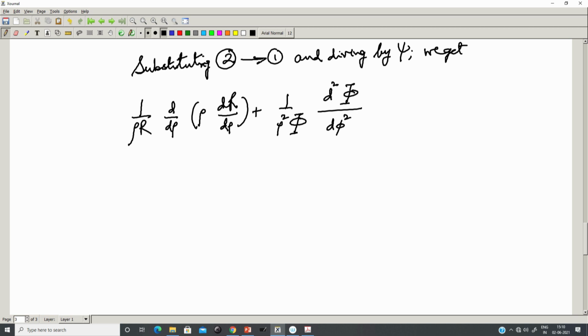So, capital phi, which is a function exclusively of small phi, we are finding the double derivative of capital phi with respect to small phi, plus 1 by capital Z d square Z d Z square plus k square equal to 0. Again this is capital Z, which is a function exclusively of small z, and that is the double differentiation of capital Z with respect to small z. So, now we call this equation 3.